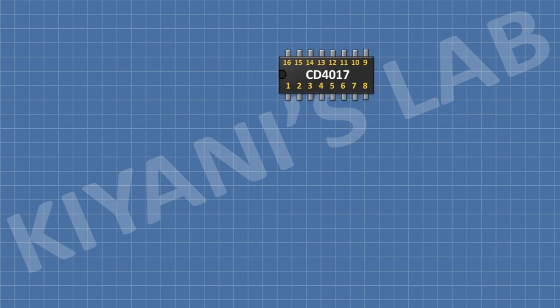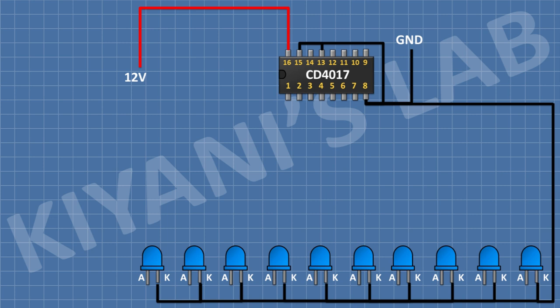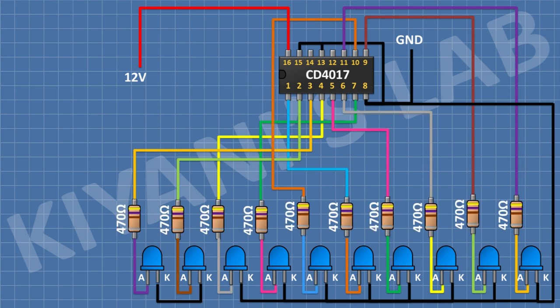Now let's make an example circuit with CD4017 IC. For that, first connect the CD4017 IC. After that, connect its pin number 8, 13 and 15 to ground. After that, connect its pin number 16 to the positive supply. After that, connect 10 LEDs and connect their cathodes to ground. After that, connect 10 470 ohm resistors and connect one pin of each to the anodes of the LEDs and their other pins to the outputs of the CD4017 as shown in the diagram.